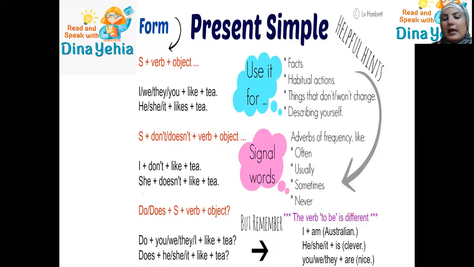Verb to be here is somehow used to speak about facts. For example, I'm Australian. She's clever. They are nice. Don't mix or merge present simple and verb to be. Present simple is with any action verb, except the verb to be.